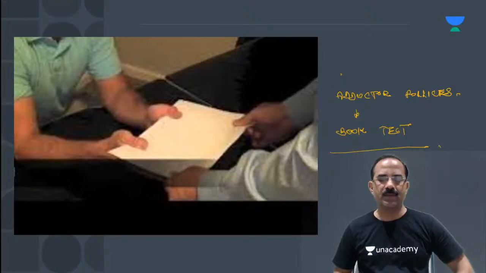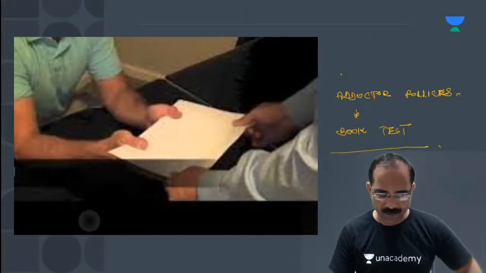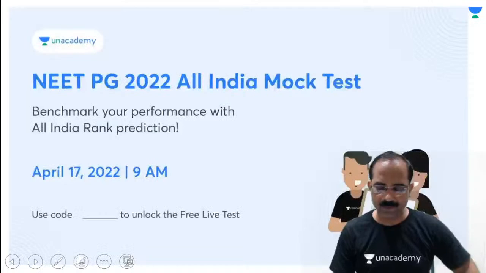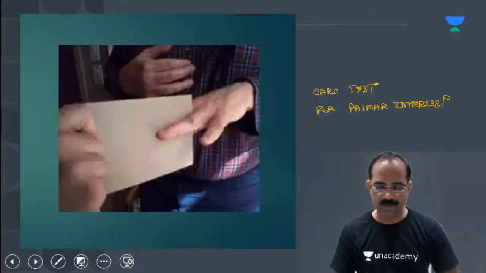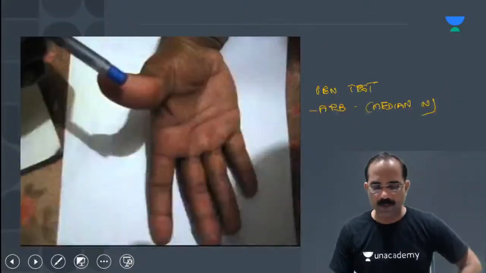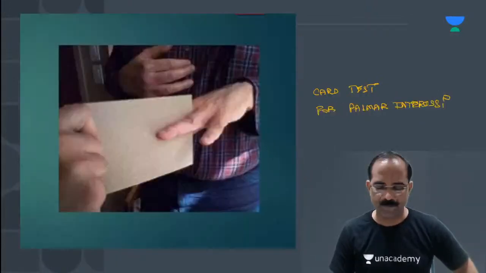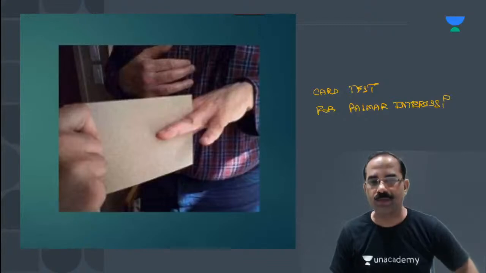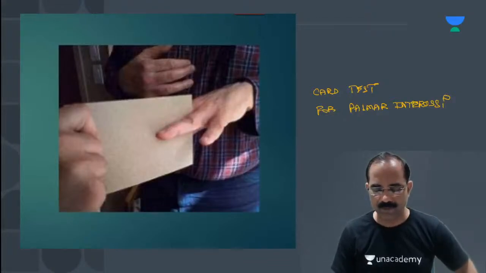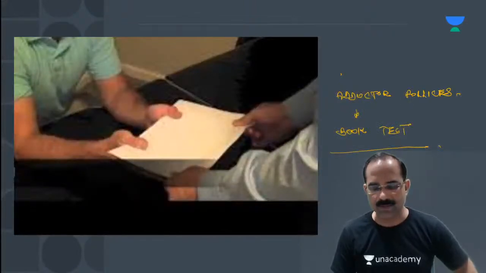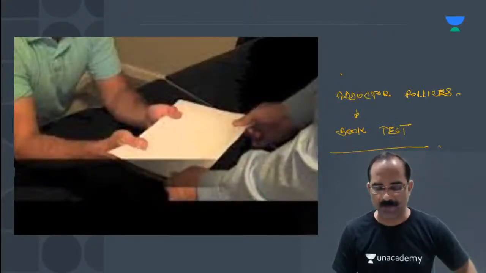Is this clear, students? So these are the various tests. Are all three tests clear? That's the pen test. This is the card test for the palmar interossei. And what is this? This is the book test.